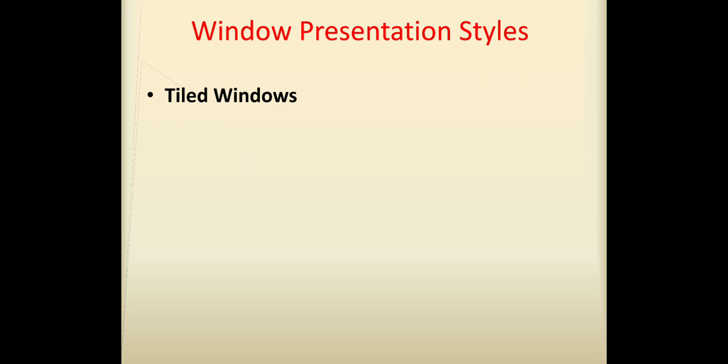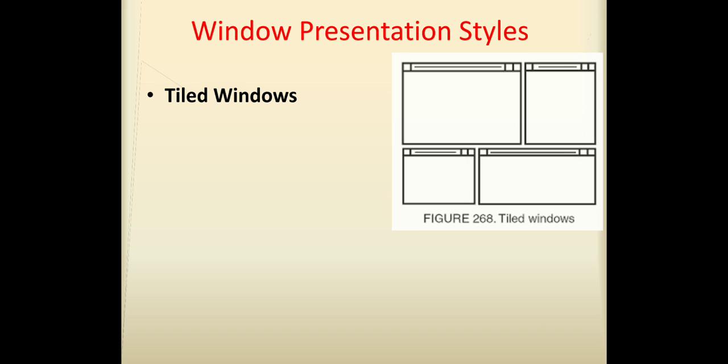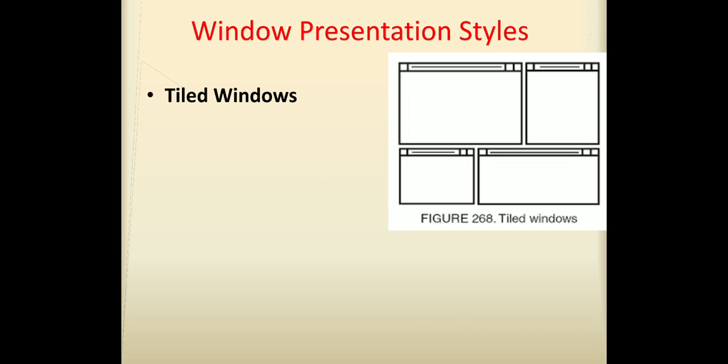So, tiled windows derive their name from common floor or wall tile. Tiled windows appear in one plane on a screen and expand or contract to fill up the display surface as needed. You can see in the figure, this figure represents a tiled window. Most of the systems provide two-dimensional tiled windows adjustable in both height as well as width.